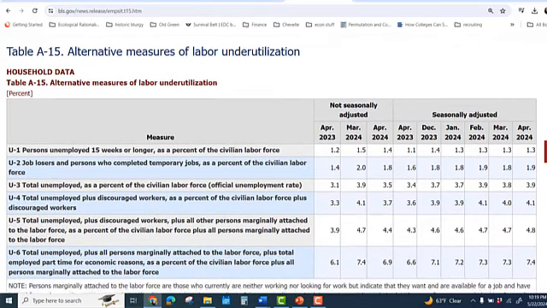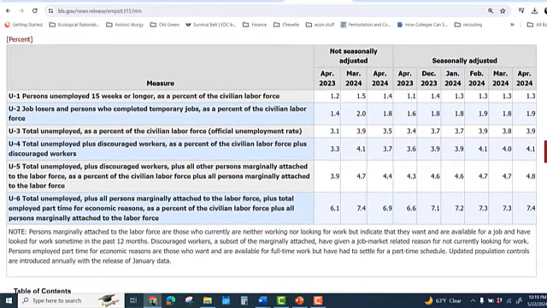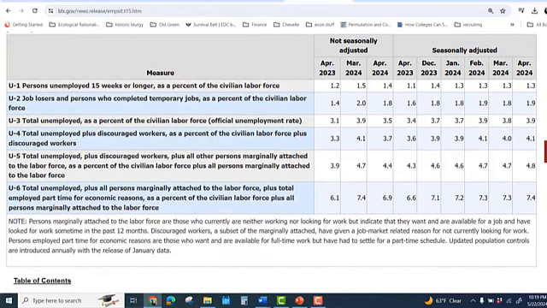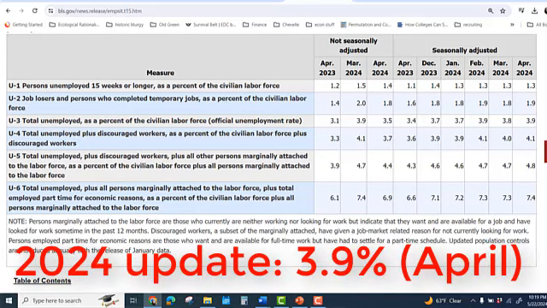And when we talk about the unemployment rate, we're actually just talking about unemployment 3, U3, total unemployed as percent of the civilian labor force. So that's what we've been looking at, and you can see I'm highlighting that data. Here we are at 3.5% for February.